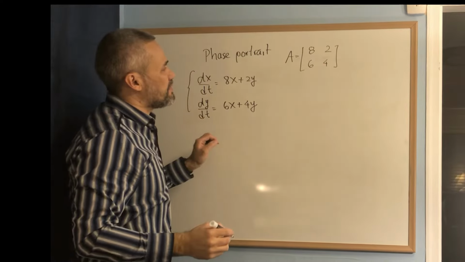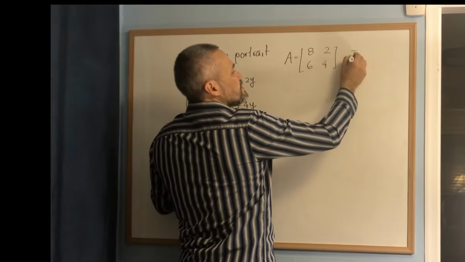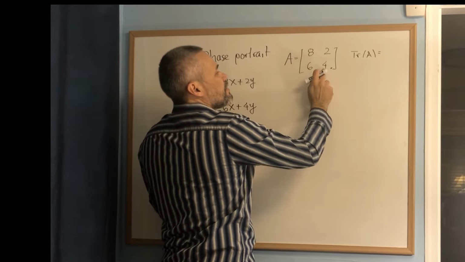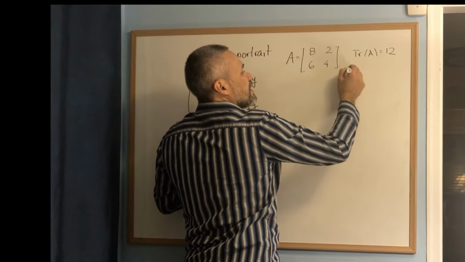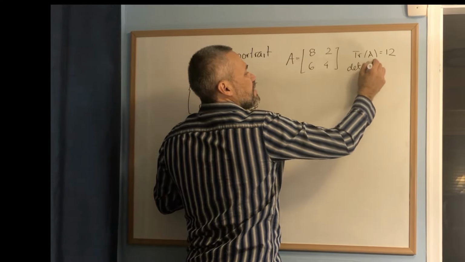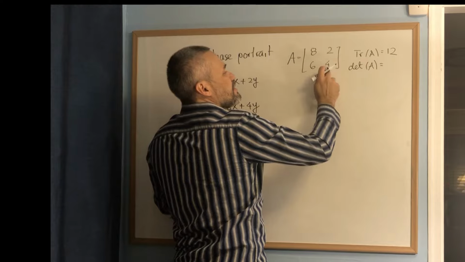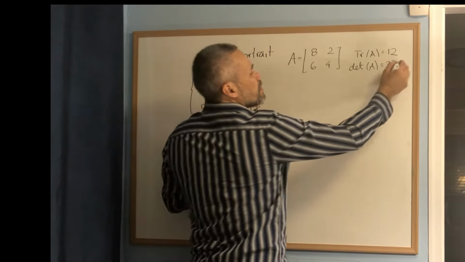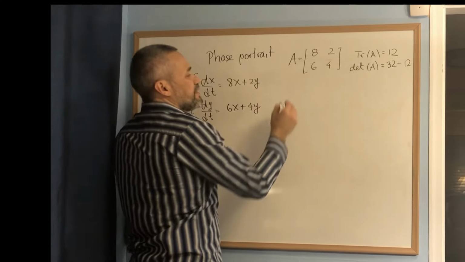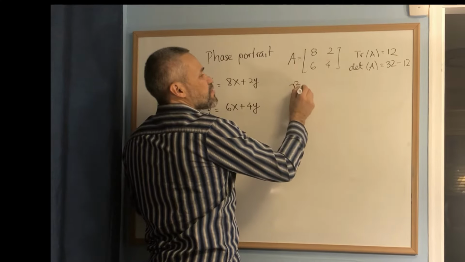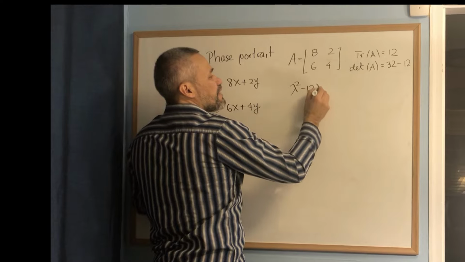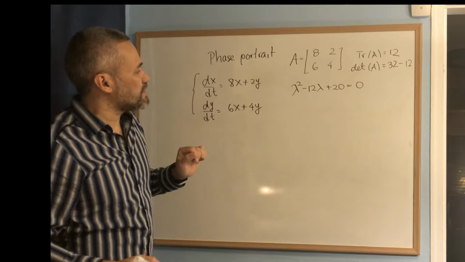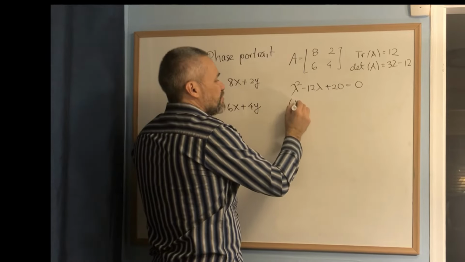And then to compute the characteristic equation, we need to compute the trace. In this case, the trace of A is 8 plus 4, which is 12. And the determinant of A is 8 times 4 is 32 minus 12, which is 20. Then the characteristic equation is lambda squared minus 12 lambda plus 20 equals 0. We need to solve that, and in this case I believe factoring will work.